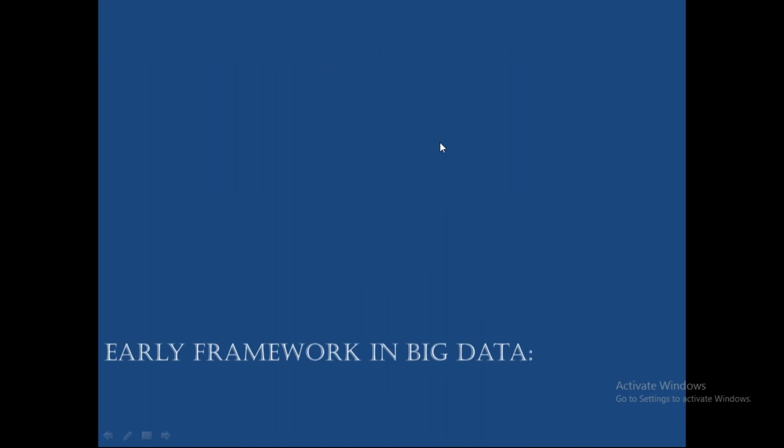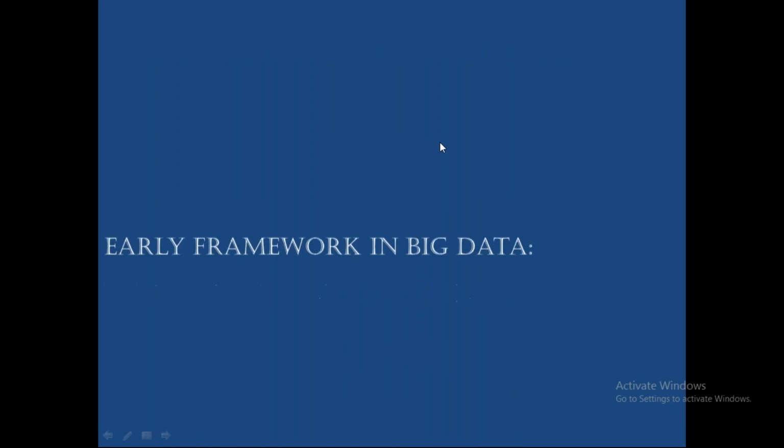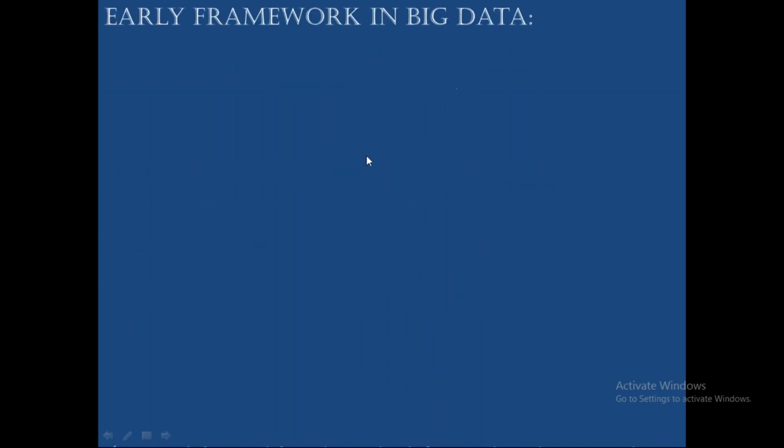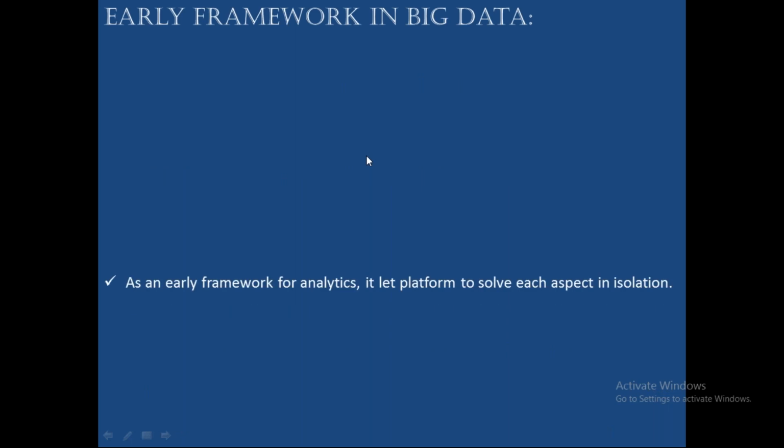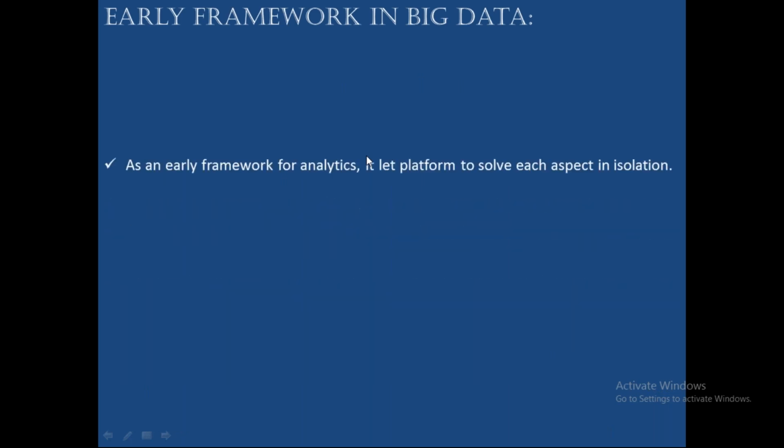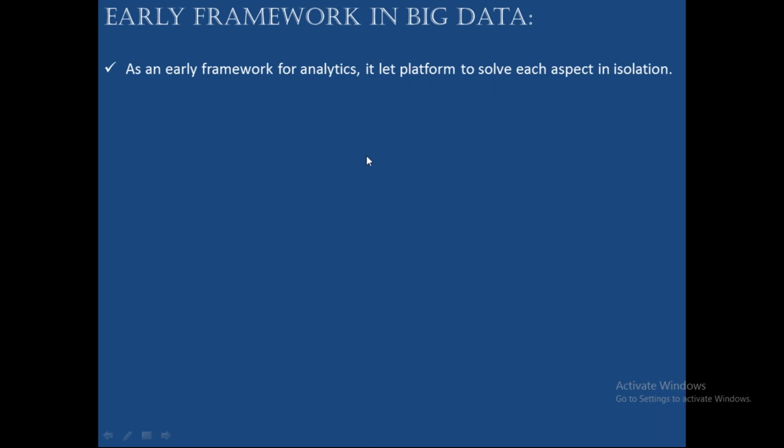Okay, let me go to next. So, early framework in big data. Before Azure Databricks, we have an early framework. Here, what happens is, an early framework for analytics let the platform solve each aspect in isolation. What is each aspect? There are different aspects.